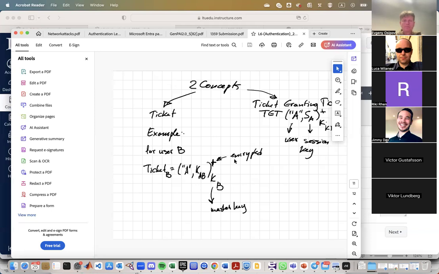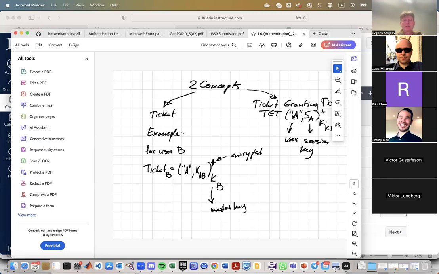So two concepts which are involved in the overall authentication scheme are tickets and ticket granting tickets. That's a kind of fancy terms for rather simple concept. So both of them are encrypted pieces of information, encrypted with different keys, right? So we start again with ticket granting ticket.